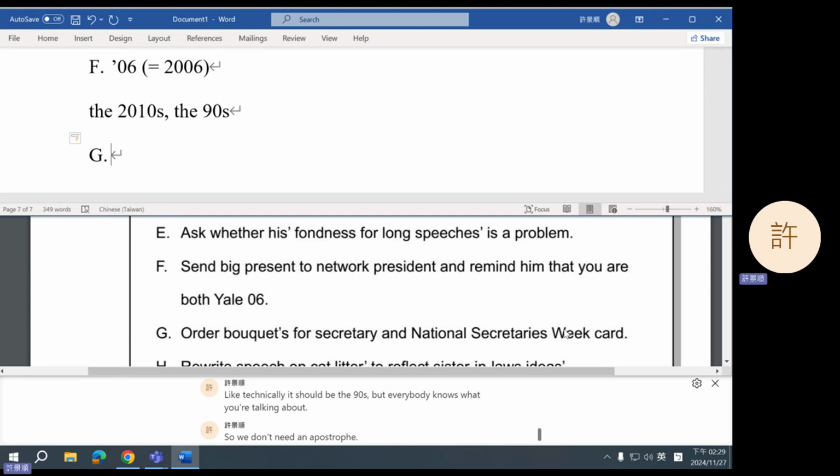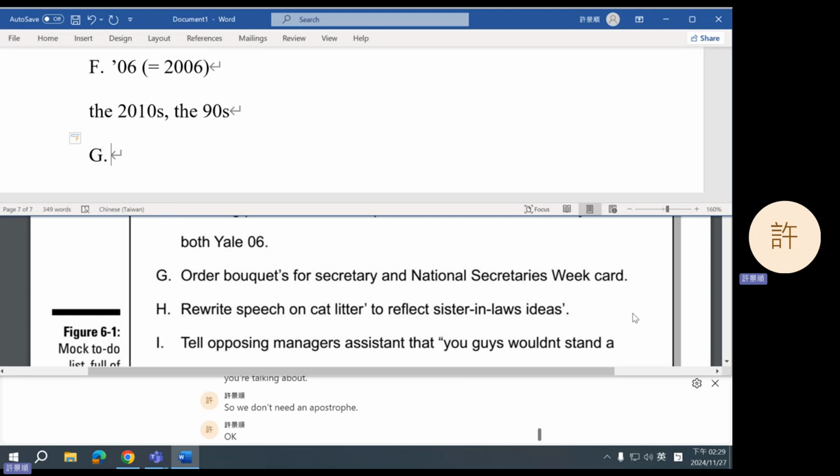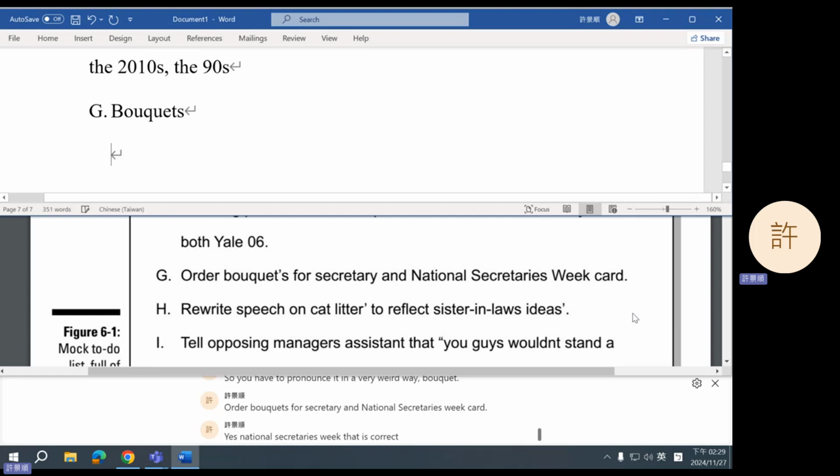Okay, G. Order bouquets. A bouquet is a group of flowers, 花束. It's French, so you have to pronounce it in a very weird way. Bouquet. Order bouquets for secretary and National Secretaries Week card. Yes, National Secretaries Week, that is correct.